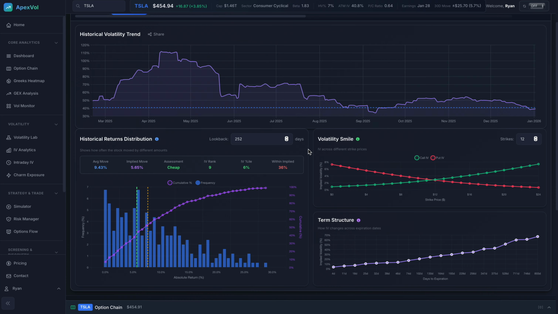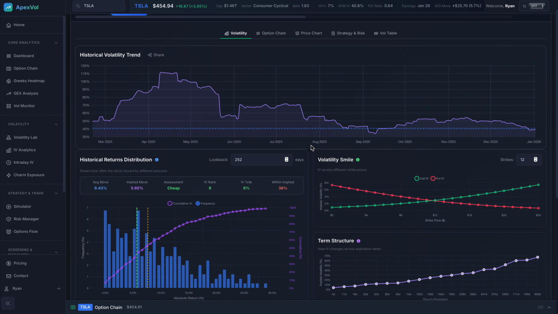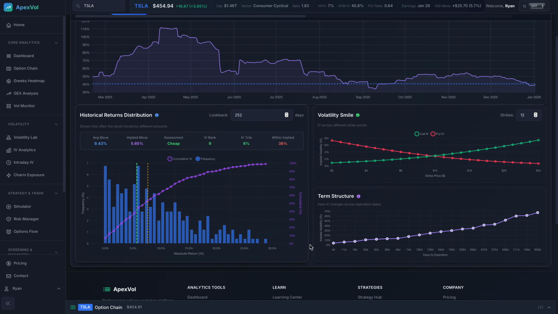We then have in the dashboard the volatility smile, which shows the IV of the calls and puts. So if we see a generic smile, we know that the out of the money calls and puts are priced higher than the at the money. And then we have the term structure here, which will obviously always go up because of time decay. So the 4-day IV is 3.5%, and the 893-day IV is 66.9%.